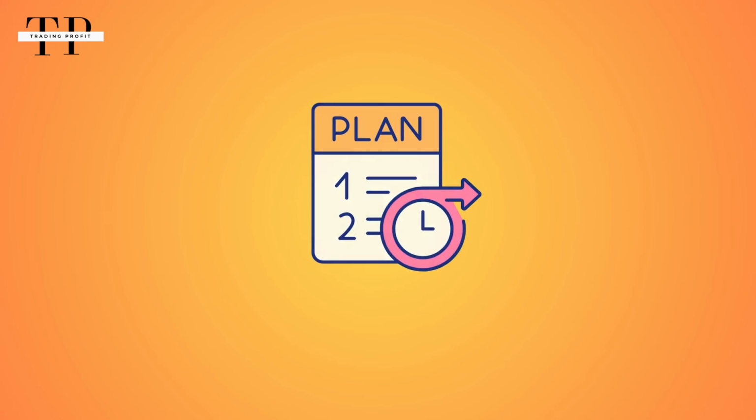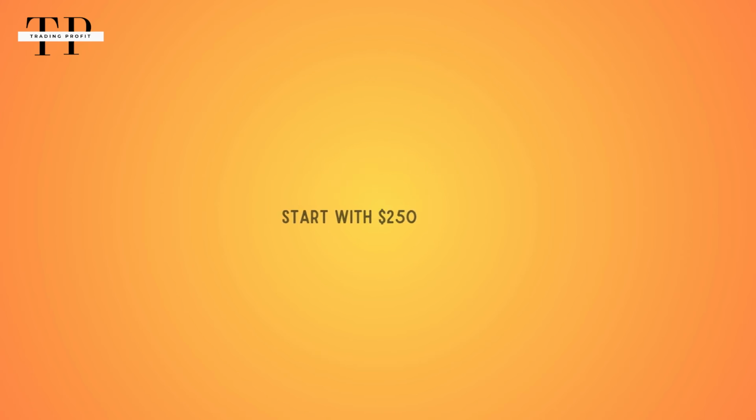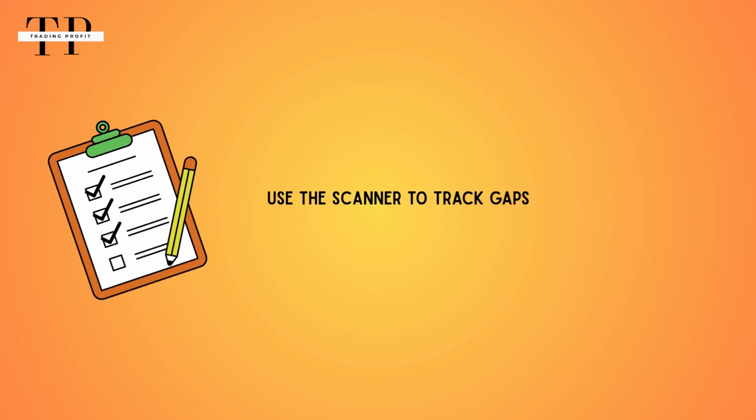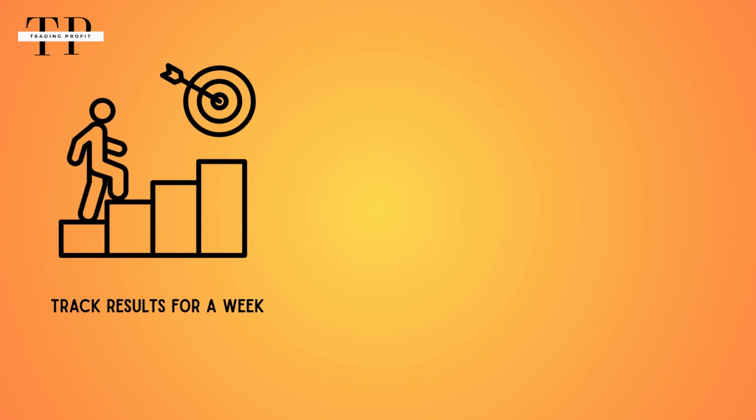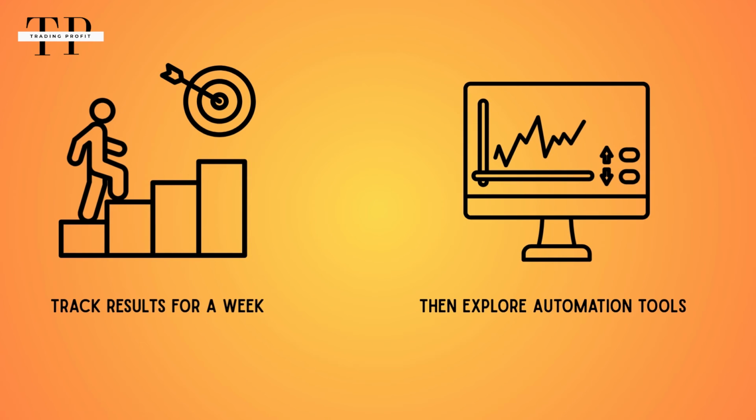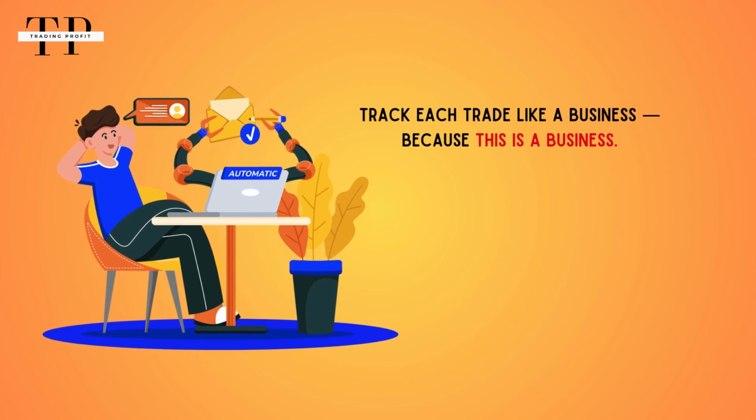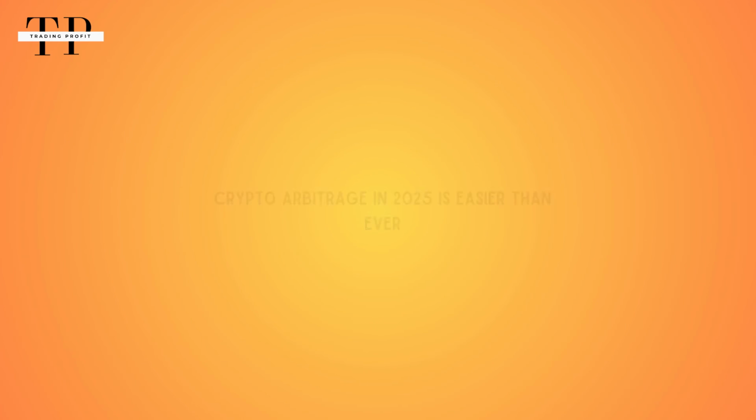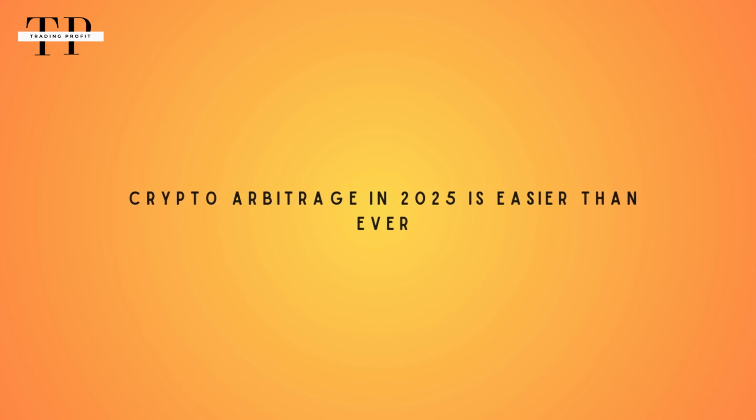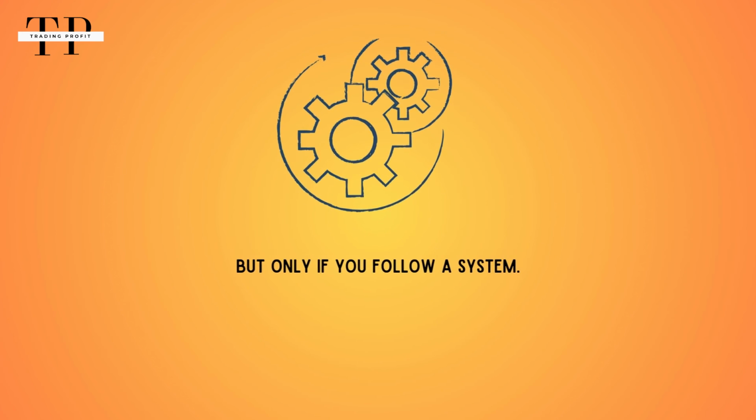Here's your action plan. Start with $250. Pick two exchanges with low fees, use the scanner to track gaps, make your first trade manually, track results for a week, then explore automation tools. Track each trade like a business, because this is a business. Crypto arbitrage in 2025 is easier than ever, but only if you follow a system.